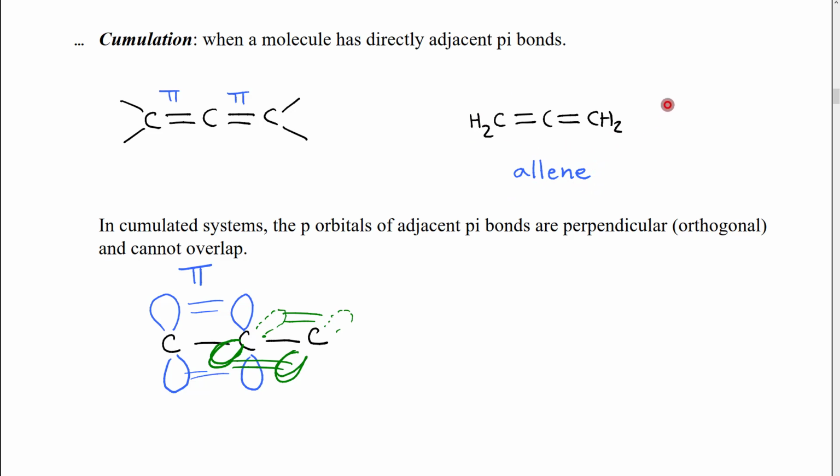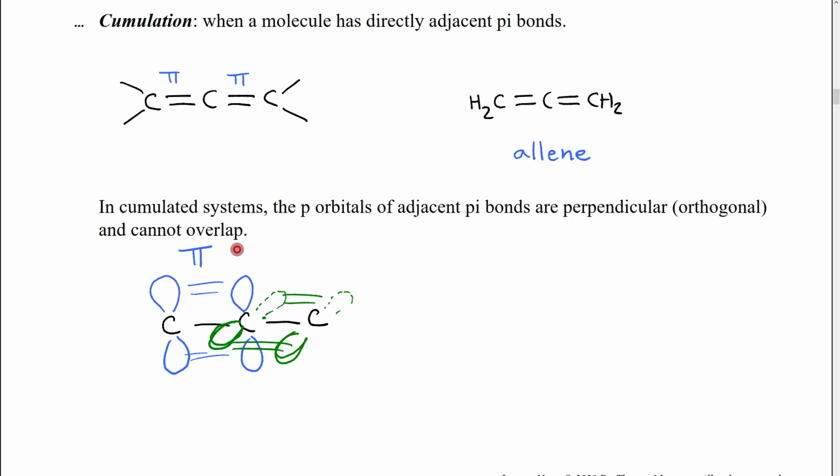Cumulenes tend to be pretty unstable, very reactive. But again, there are situations and uses for them, although we are not going to study those. Those are mostly advanced organic chemistry reactions.